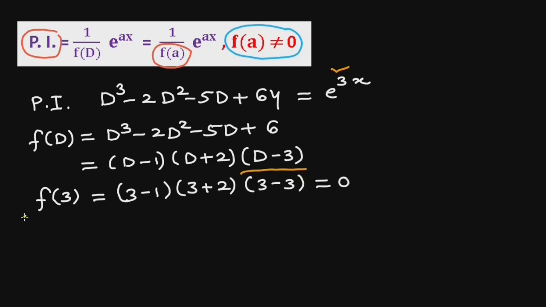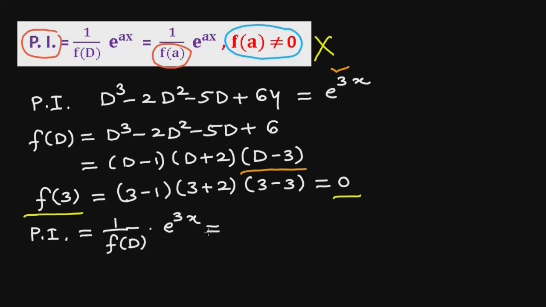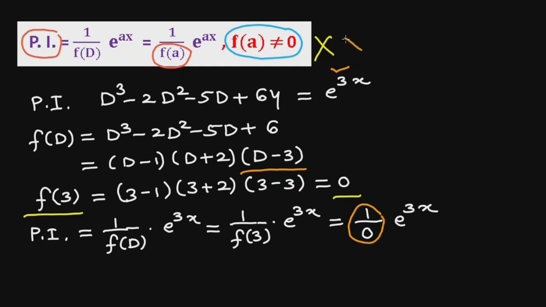And since f(3) is 0, we cannot apply this method because the particular integral will be 1 upon f(D) e raised to 3x equals 1 upon f(3) into e raised to 3x. That will be 1 upon 0 e raised to 3x. Here, because of this 1 upon 0, this method fails.